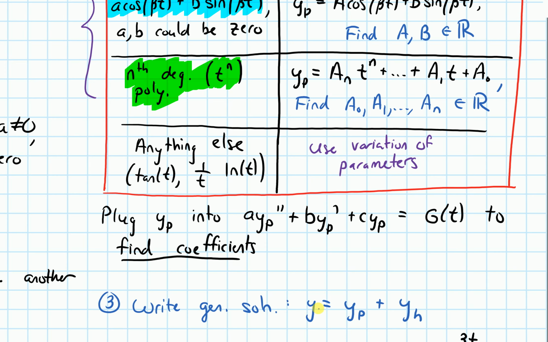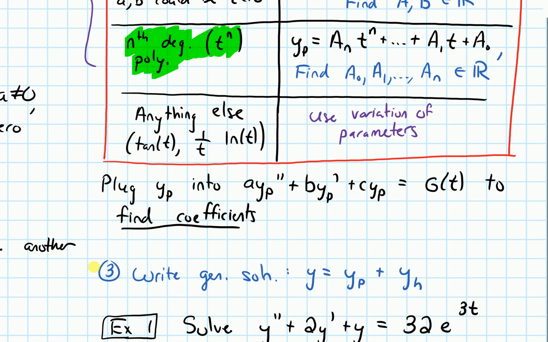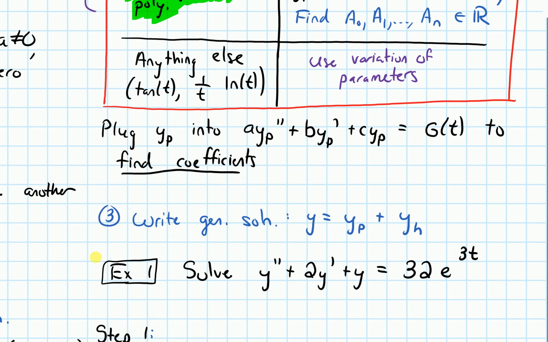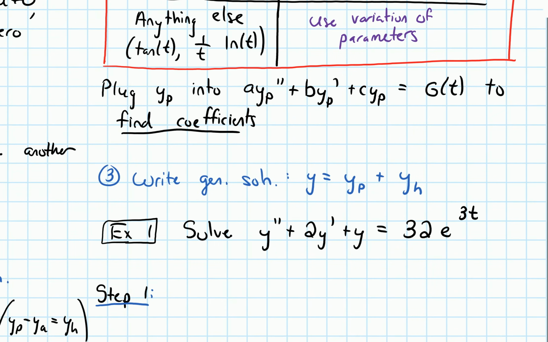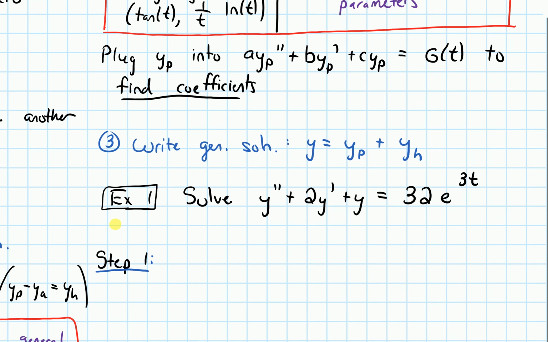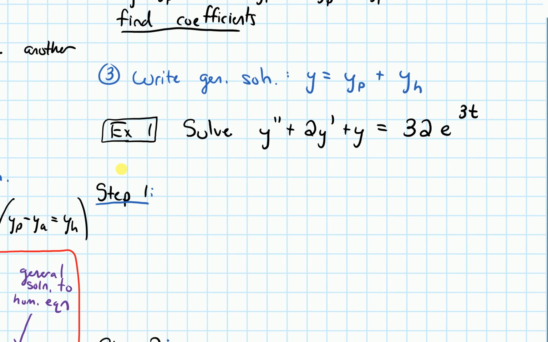So our general solution will be yp, our particular solution, plus y sub h, which is the general homogeneous solution. All right, so now let's do some examples. So with these examples, I'm going to start off with some simple examples. And in the next video, I'll start to do more challenging ones. All right, so let's solve this differential equation.